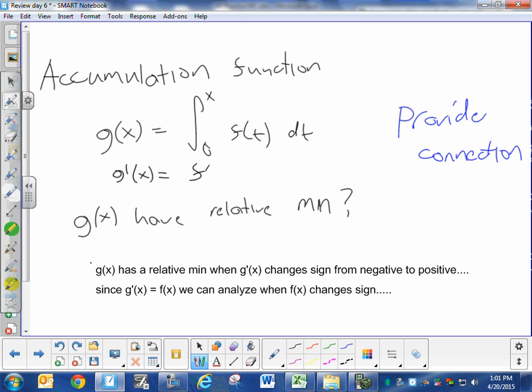Not t, but x. You'd say, okay, since g prime equals f, we can analyze when f changes sign. This occurs at this location. Therefore, that is the location where g has a relative min. This right here is the connection between what we have and what we're looking for. Make sure you include that. We did that back in Unit 8 when we dealt with accumulation functions. That's all I got to prepare you for.